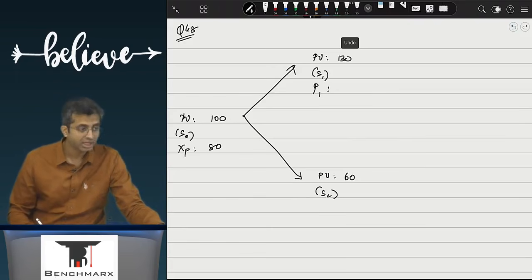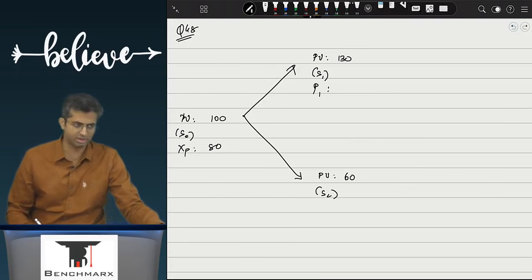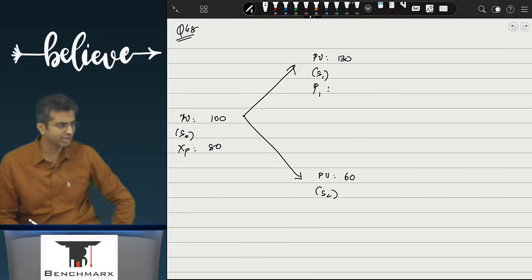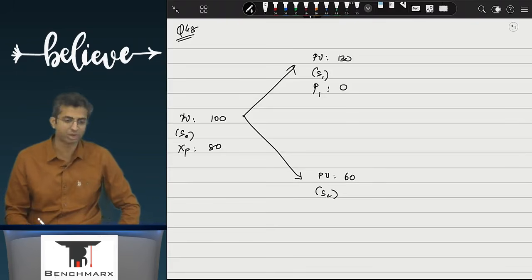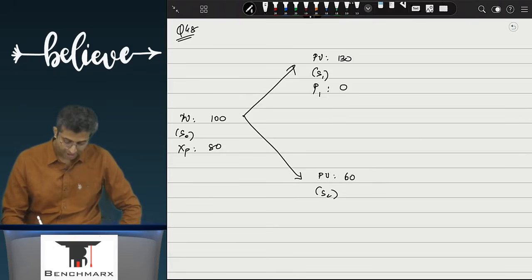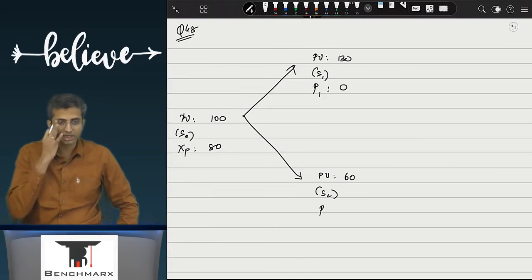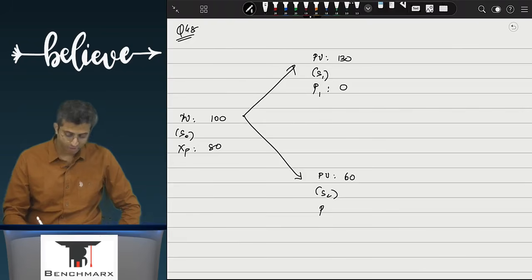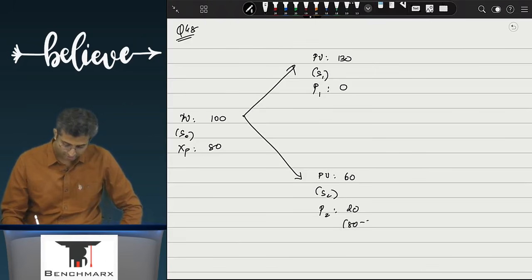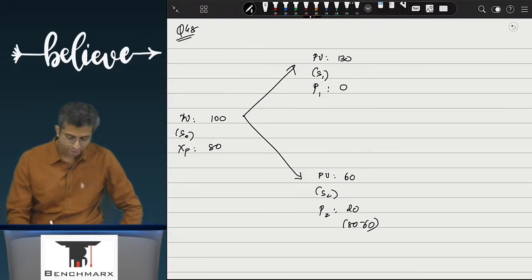Are we getting this? It will not be exercised. So my put option payoff is 0. However, if the price is 60, will I prefer to exit and get 80 rupees? Which means what will be the value of the option at P2? How did you get 20? 80 minus 60, and that is about it. So these are the two nodes.